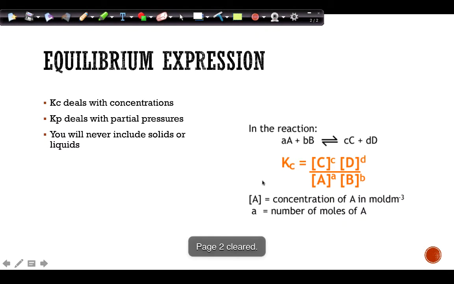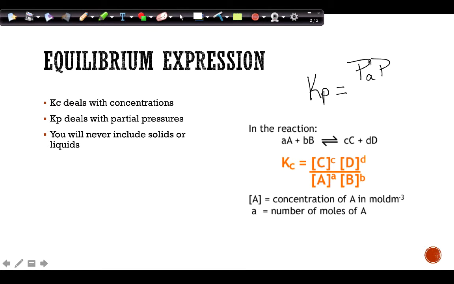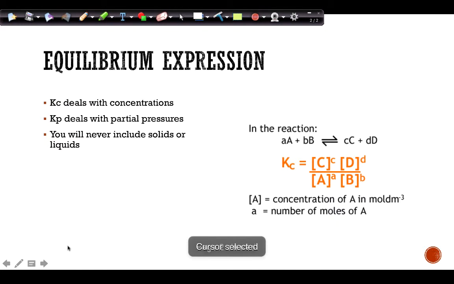Anytime that I'm looking at a reaction, K is equal to the concentration of my products raised to the power of its coefficient divided by the reactants raised to the power of their coefficients. And if I were dealing with Kp, I would have partial pressures of each thing raised again to its power as well. Instead of concentrations, I would have the partial pressures, and that's it.